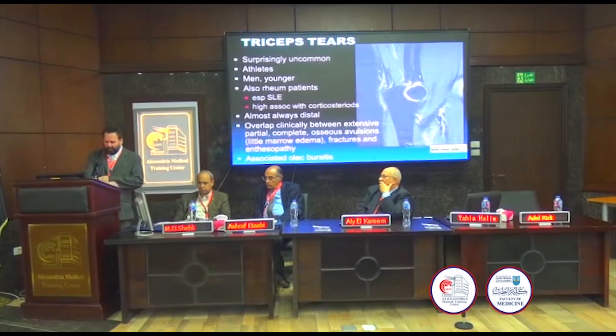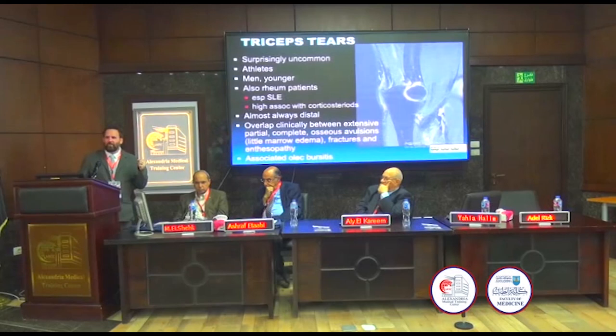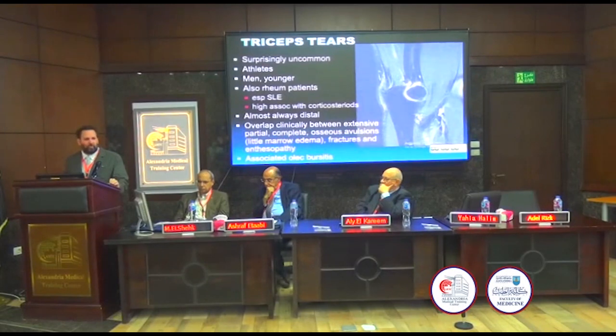Okay, triceps tears, they're surprisingly uncommon. The triceps makes up 2/3 of your upper arm mass. So men, if you want to get bigger arms, you don't do curls, you do reverse curls, because the triceps is 2/3 of your upper arm mass. Most people who tear their triceps are on corticosteroids. Biceps, anabolic steroids. Triceps, corticosteroids.